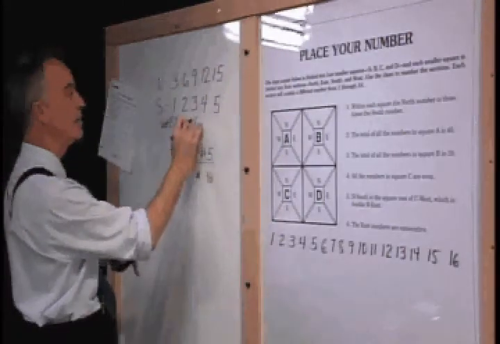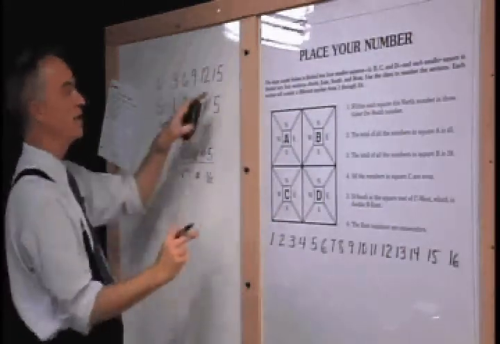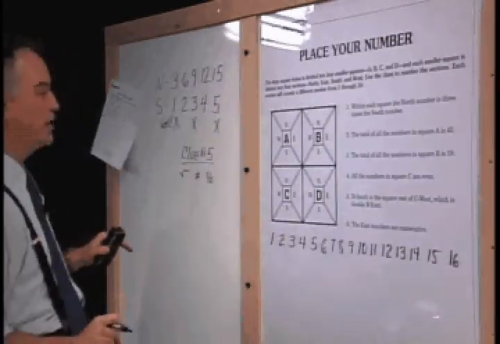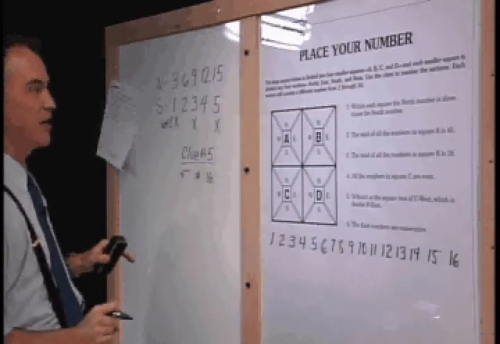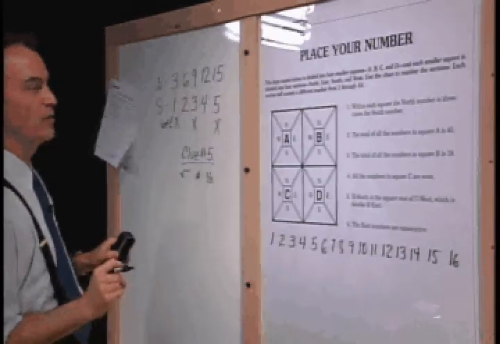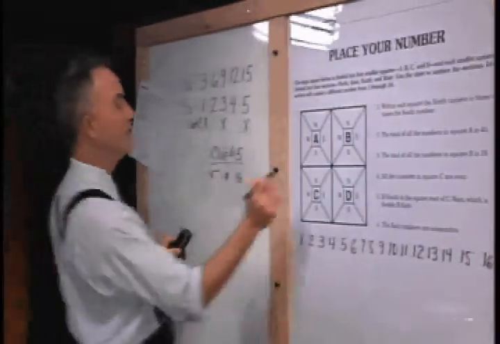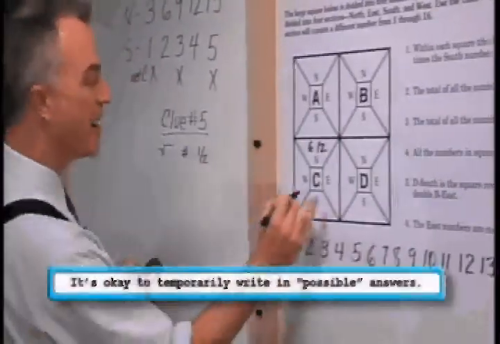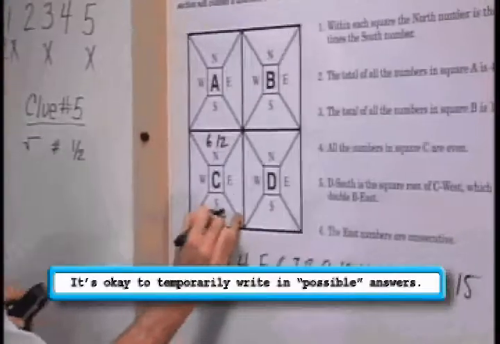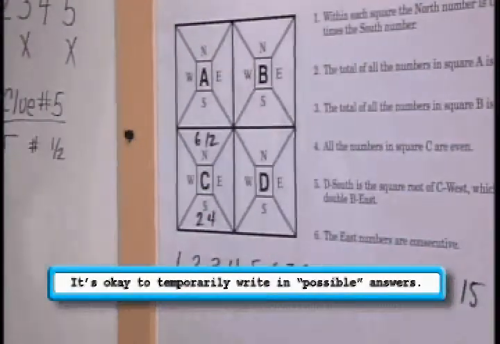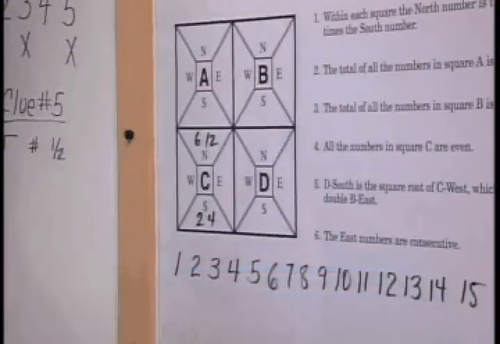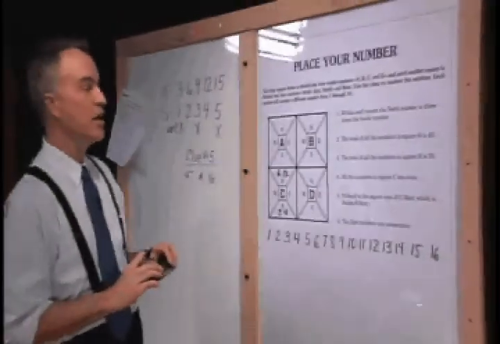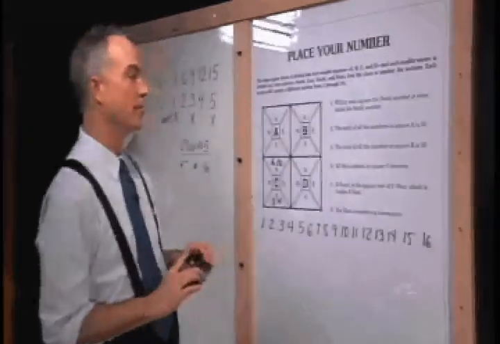3 and 9 would not be. 4, 12 is a possibility. And 5 and 15, those are out. So we know that the numbers for north and south, where north is 3 times the south number, are going to have to be either 6 or 12 for north, and the bottom number is going to have to be either 2 or 4. Those are the only possibilities that we can go with for section C. Now we also have another clue that's very important.